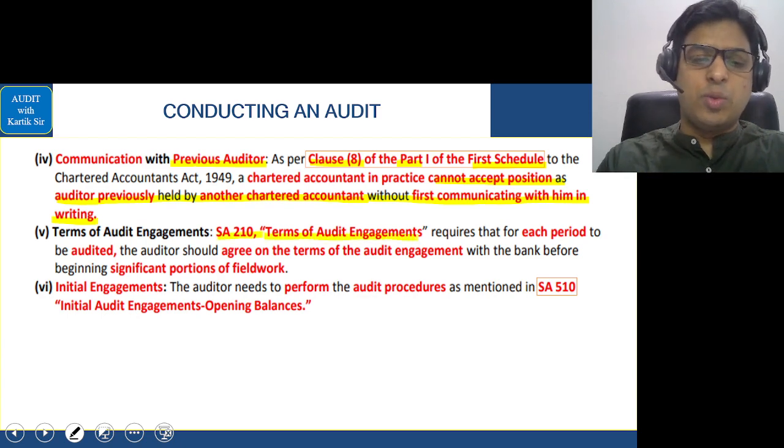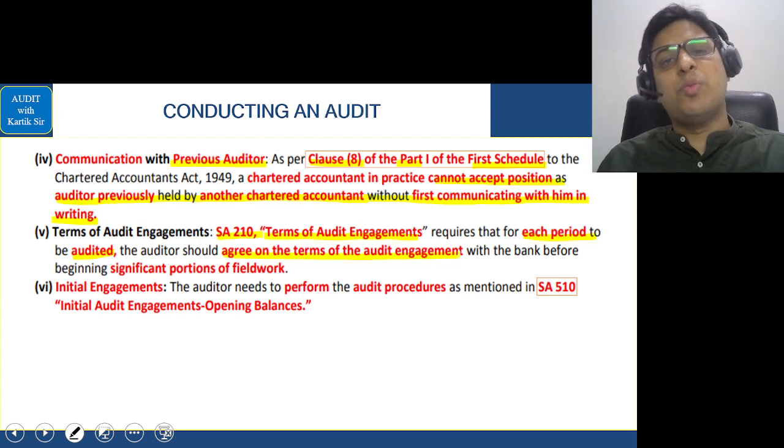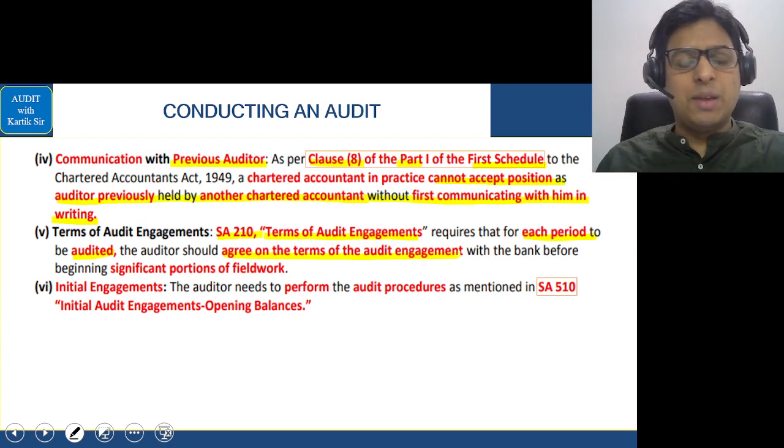Okay. Terms of audit engagement, I said SA 210, terms of the audit engagement. They have again given the 210 point. It requires that for each period to be audited, the auditor should agree on the terms of the audit engagement. Basically, there should be a proper contract in place. This 210 point is again repeated. It was already covered in the planning part.